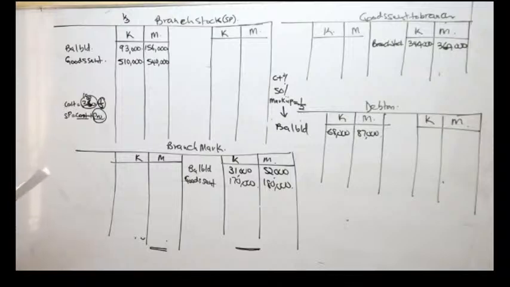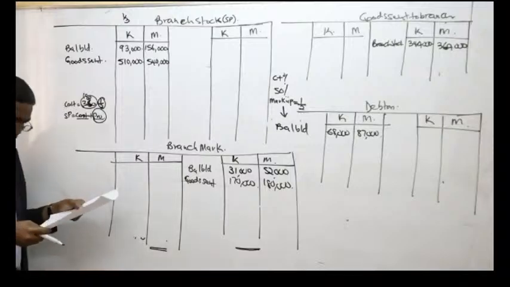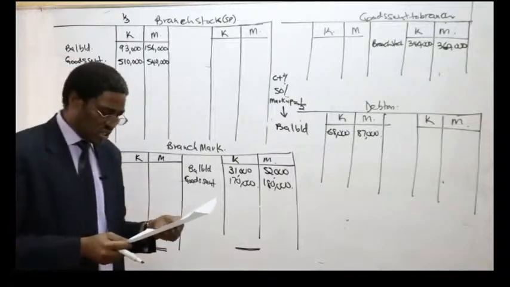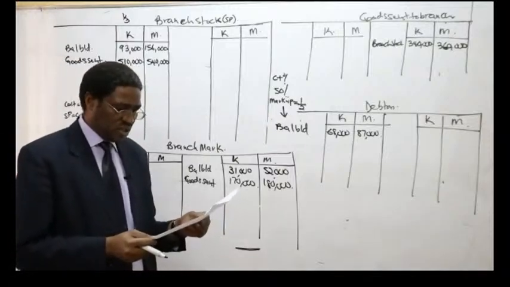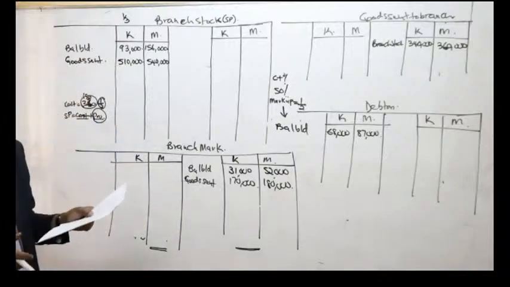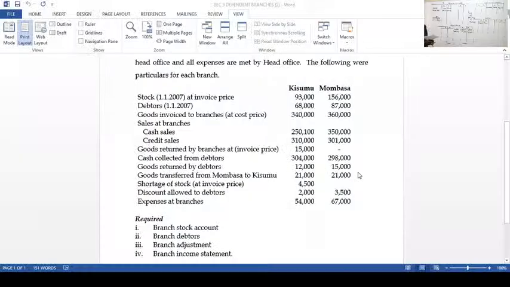Now we go to the next transaction, and the next one is about the sales. They are giving us cash sales. Kisumu cash sales were given as 250,100. Of course, we say when goods are sold by cash, you debit cash and you credit branch stock. So we come and see your cash sales.